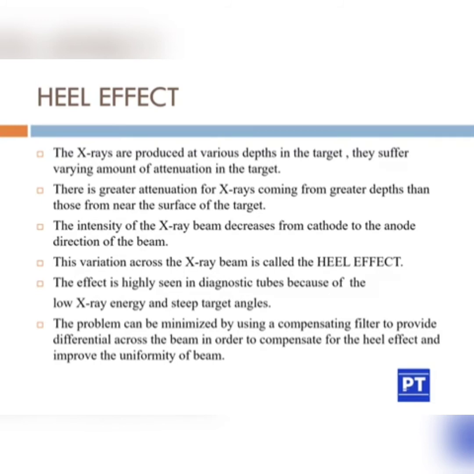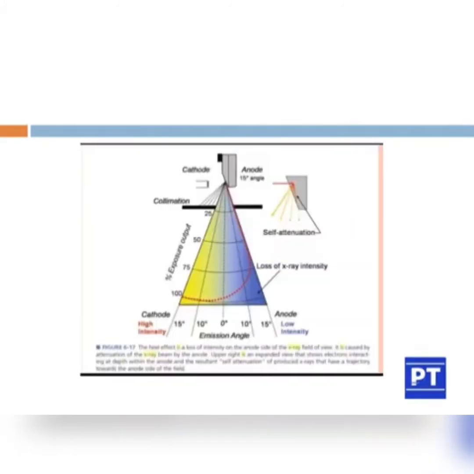The X-rays are produced at varying depths in the target, on the anode side, but from there itself they undergo varying amounts of attenuation. There is greater attenuation for X-rays coming from greater depth than those close to the surface of the target. So the intensity of the X-ray beam decreases from the cathode to the anode direction of the beam. In this figure you can see the heel effect. Here you can see the anode angle of about 15 degrees. It represents the line focus principle.